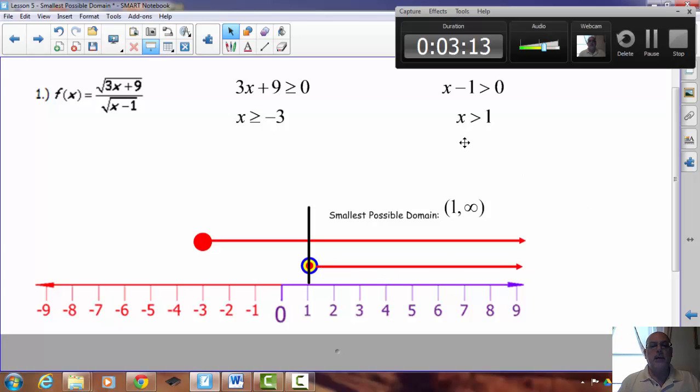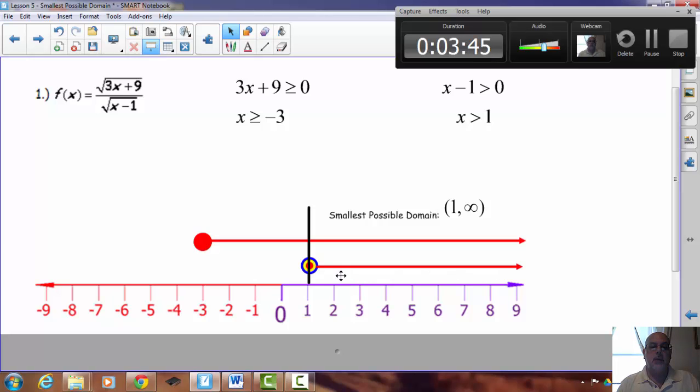Well, the smallest possible domain is we're looking for all values that will make the function work. So the values between -3 and +1, they won't work in this function because it will cause either the numerator or denominator to not be compliant with what we're looking for. So that's why I drew this black line here. So that black line and everything to the right of it, if you see the two red arrows are running together, that's the smallest possible domain.